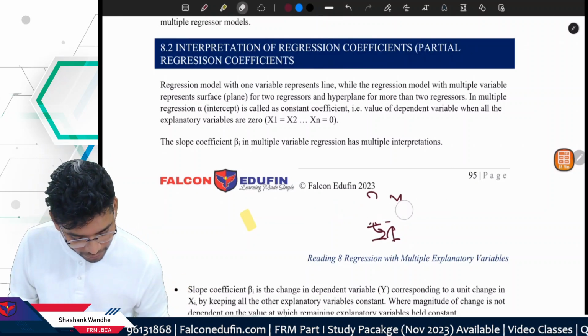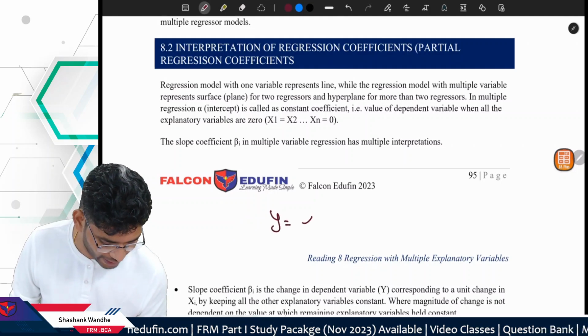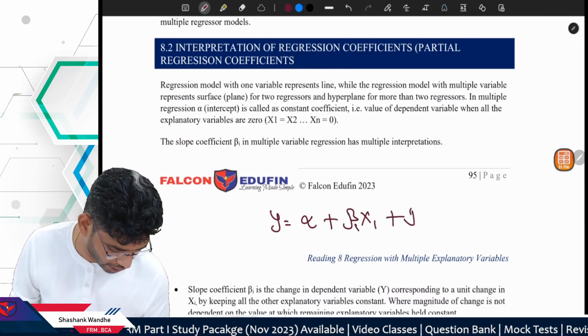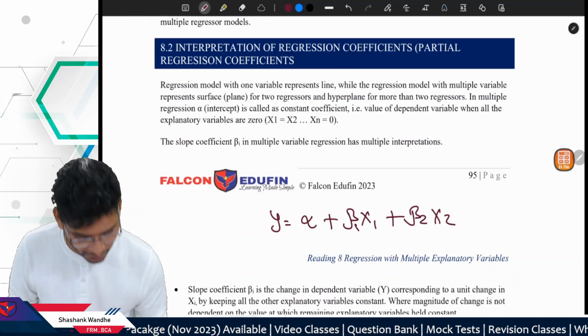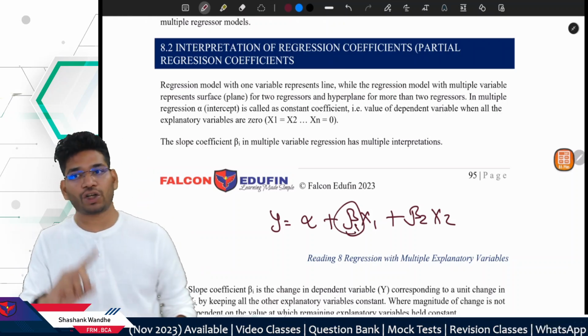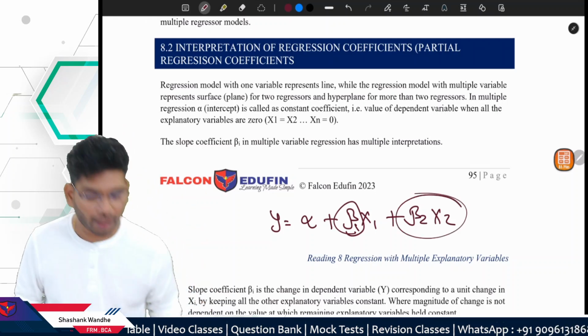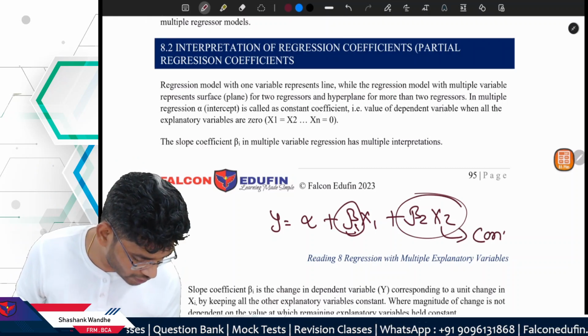On the other hand, when we are dealing with multiple variables and the equation is y is equal to alpha plus beta 1 x1 plus beta 2 x2, in this particular case, this particular slope coefficient means the impact on y by changing x and keeping other variables constant. You have to keep other variables constant.